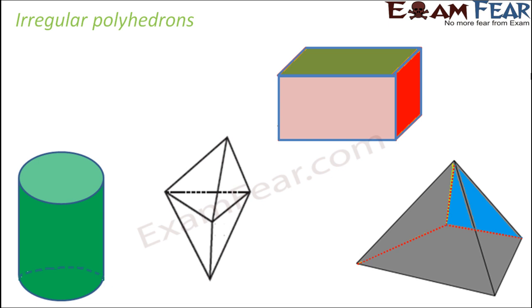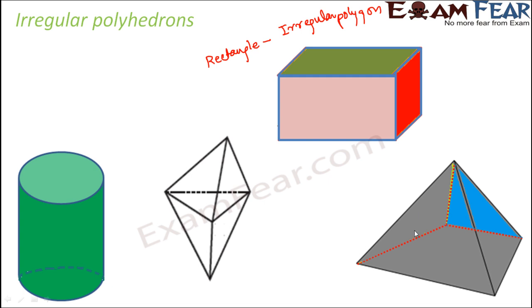So let's start with a cuboid. In case of a cuboid, the first criteria fails. Why? Because it is not made up of regular polygons. Rectangle is not a regular polygon. So rectangle is an irregular polygon. So therefore, this polyhedron is an irregular polyhedron. So the first criteria failed here.